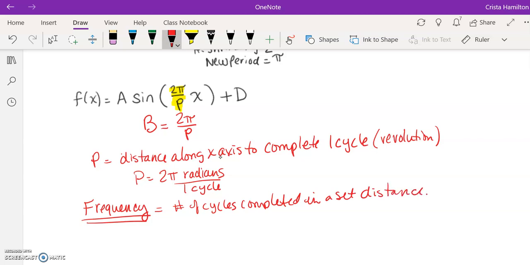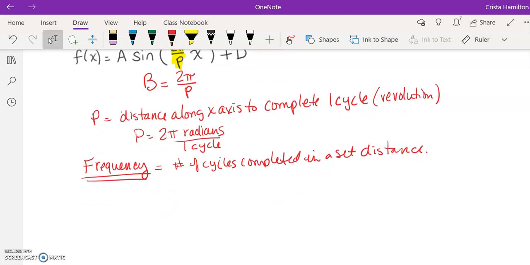And so the idea of this frequency, hopefully you can really see this connection as we write this down. If period is distance for one cycle and frequency is cycles per distance, then you will see that they have an inverse relationship to each other. The period is actually the reciprocal of the frequency. So the frequency is cycles per radian. I'll put this up here for our example. So the frequency for our parent graph would be one cycle every 2 pi radians. So that gives us the frequency of the graph.